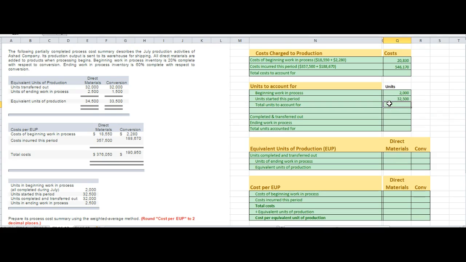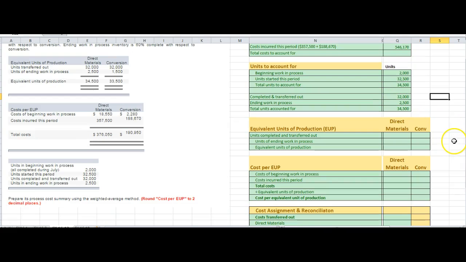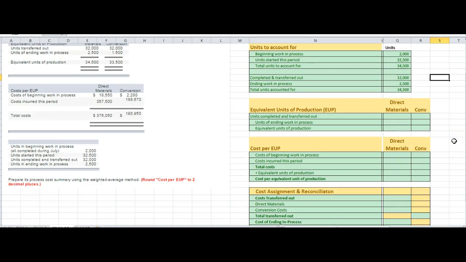That means we have to account for 34,500. And can we do that? I bet we can. We transferred out 32,000, and we have 2,500 left in process. So that comes to 34,500. Okay, we've created cost, and we've reconciled the number of units to be accounted for.